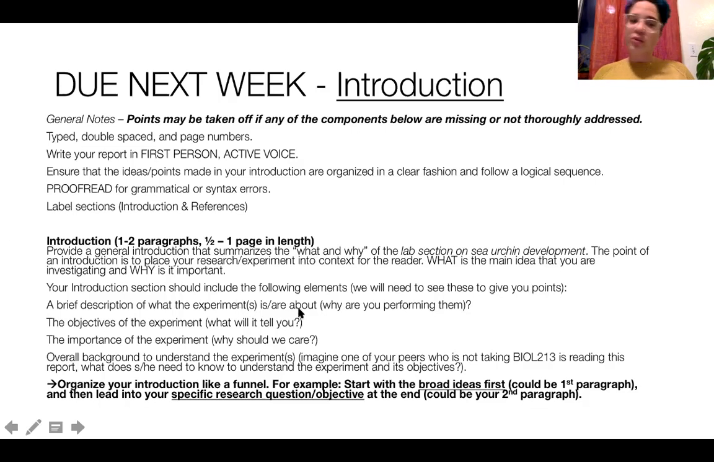You could start off with a brief description of what the experiment is about. So why are you performing it? The objectives of the experiment, so what is it going to tell you? And then the importance of the experiment. So why should we care about this? And one more thing, if that doesn't make any sense, think of your introduction as more like a funnel. You're going to start with the broad ideas first, and then you're going to funnel it down. So you're going to lead it into your specific research question and objective. Start with broad ideas, funnel down to specifics.